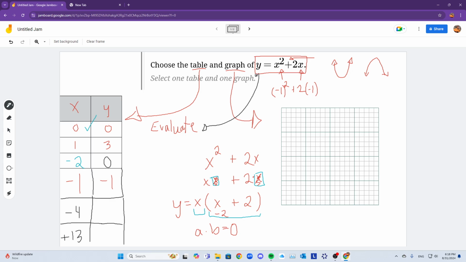Evaluate this function given the x values. What does that mean? Plug in the x's into the function and see if it gives you the y's. If it is giving you the correct ones, then boom, that is the correct table. You have the table, okay?